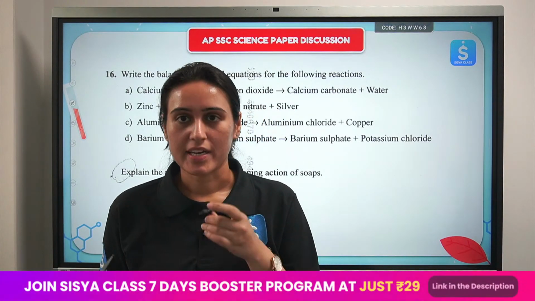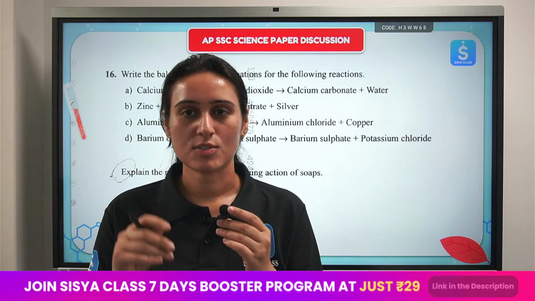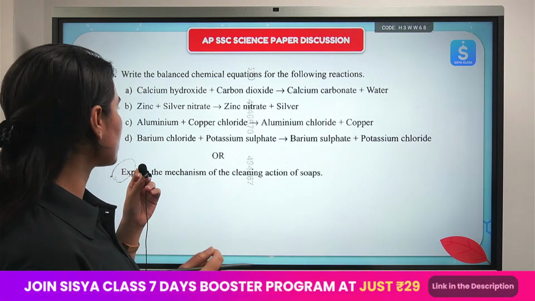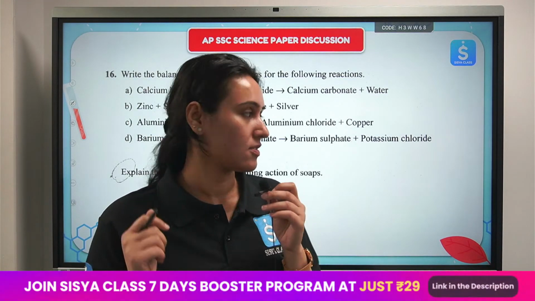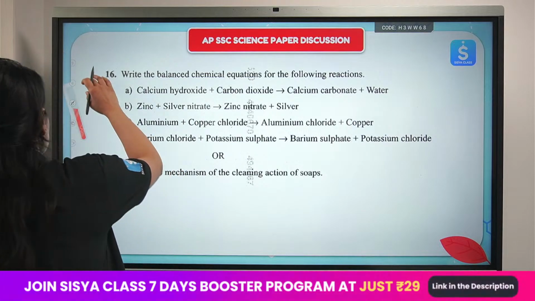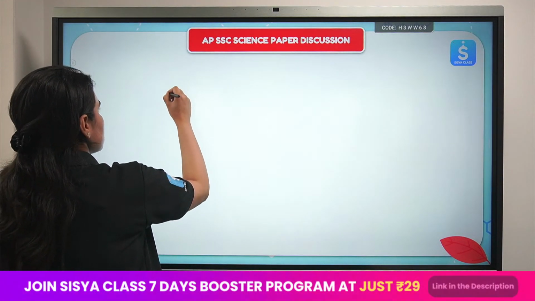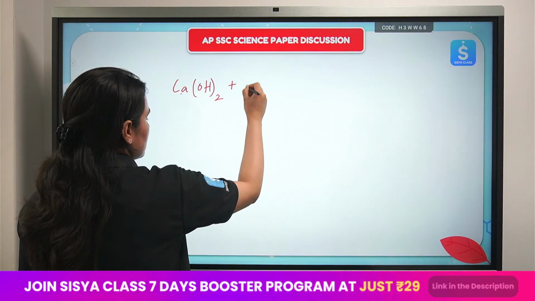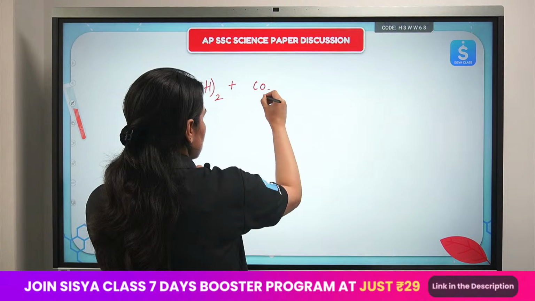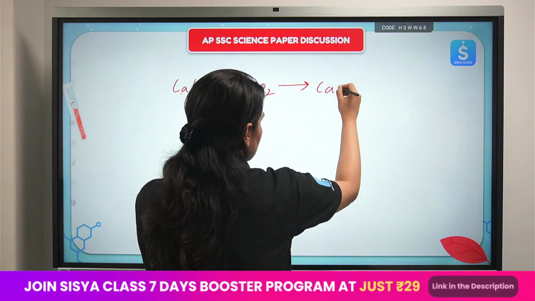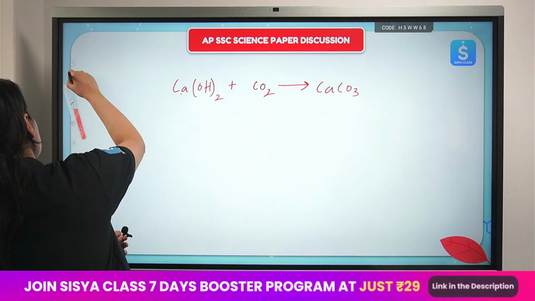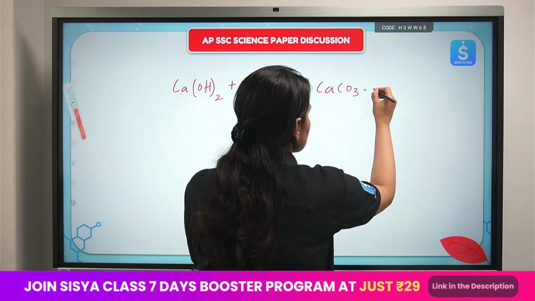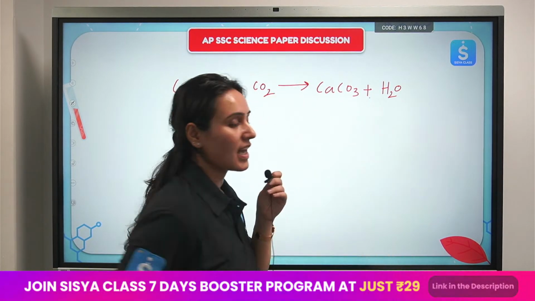Alright, so we have to balance this equation. So we are going to study the rules also along with it. Let's start with the first part. We have to write the chemical formula first, and then we have to balance it. So we have calcium hydroxide plus CO2 giving us calcium carbonate plus water. So we have to balance this equation.